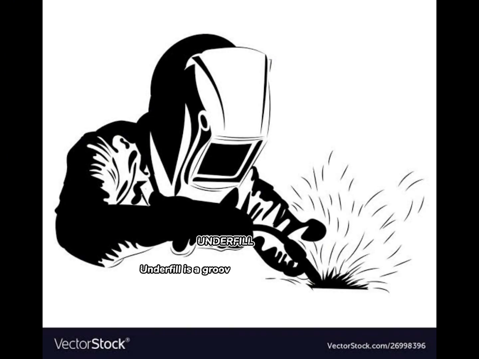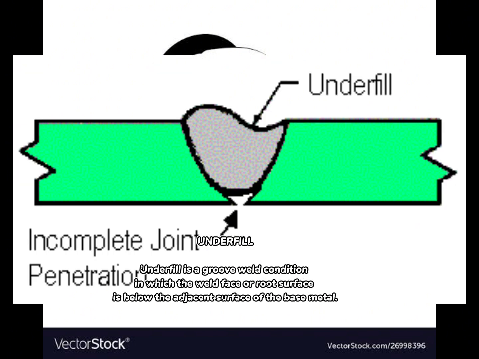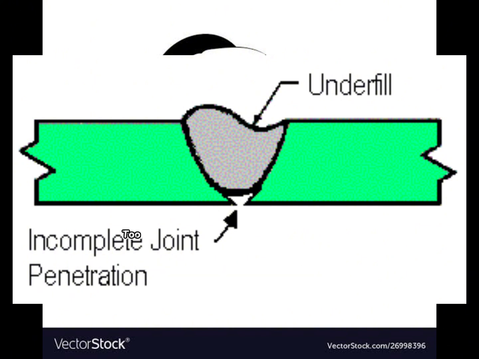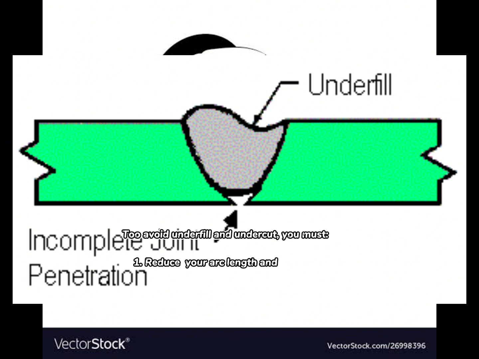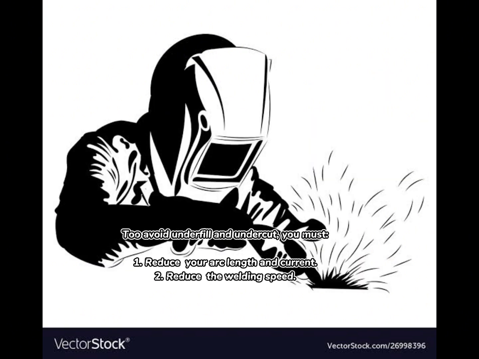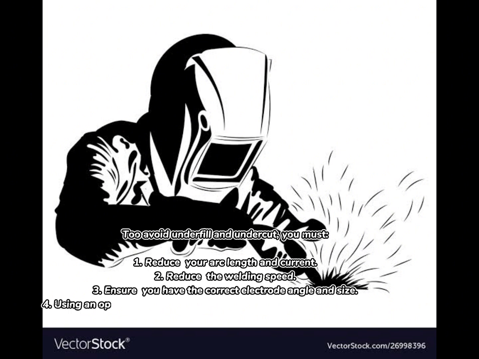Underfill. Underfill is a groove weld condition in which the weld face or root surface is below the adjacent surface of the base metal. To avoid underfill and undercut, you must 1. Reduce your arc length and current. 2. Reduce the welding speed. 3. Ensure you have the correct electrode angle and size. 4. Use an optimal weaving technique, allowing enough dwell time at edges.